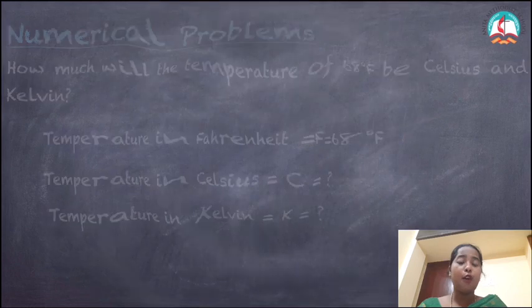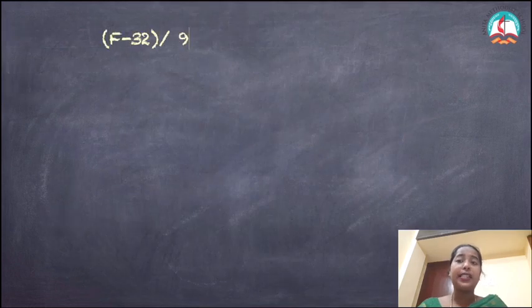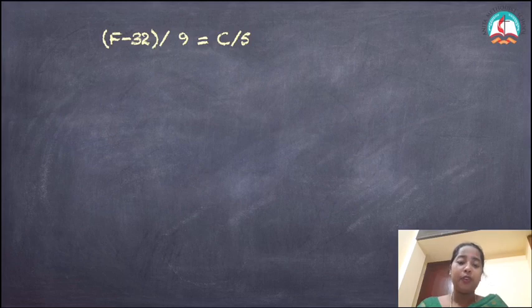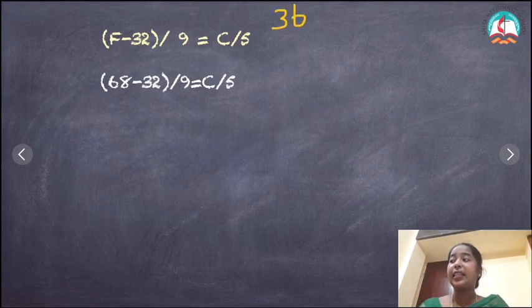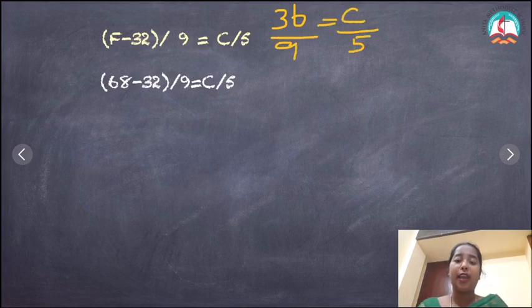So what is the formula? (F minus 32) by 9 is equal to C by 5. So what is the Fahrenheit value? The Fahrenheit value is 68. So (68 minus 32) by 9. So 68 minus 32, we will get 36. Okay, so 36 by 9 is equal to C by 5.